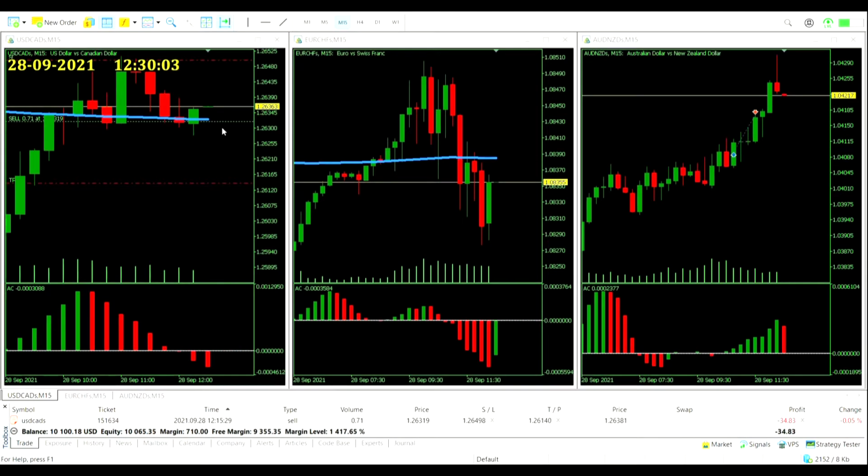And we get the close of the candle there. Price has moved against us and moved above the moving average there, the 150. That's not a signal for us to close there. We're only taking close signals from either the stop loss or the accelerator oscillator.